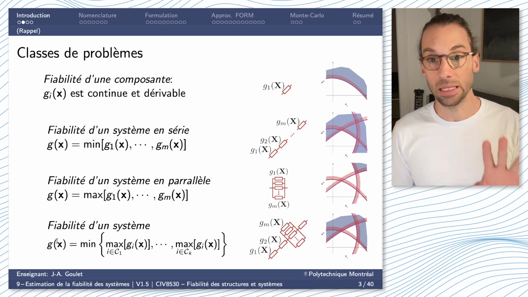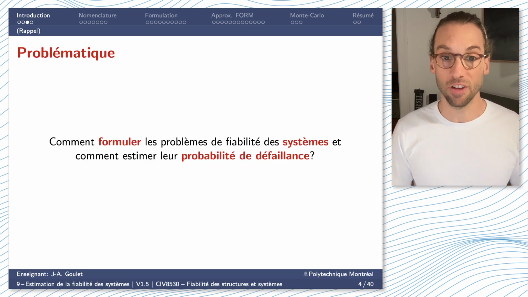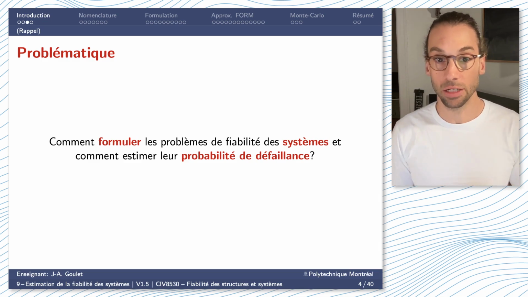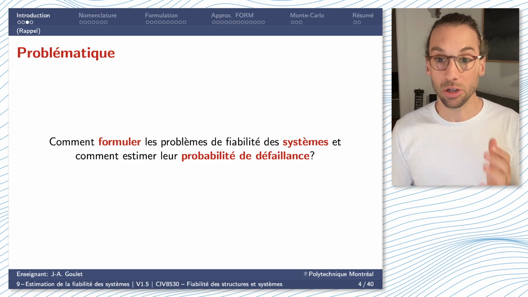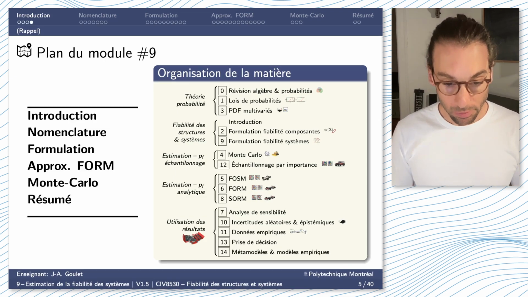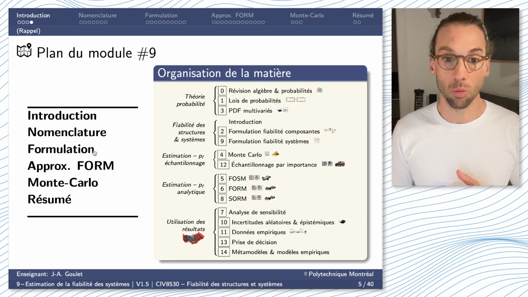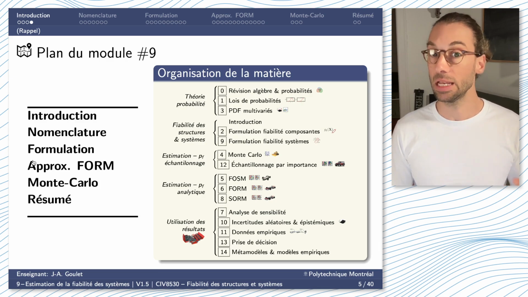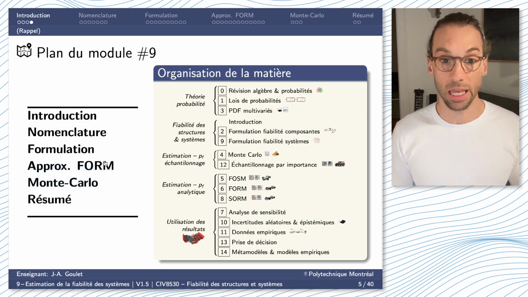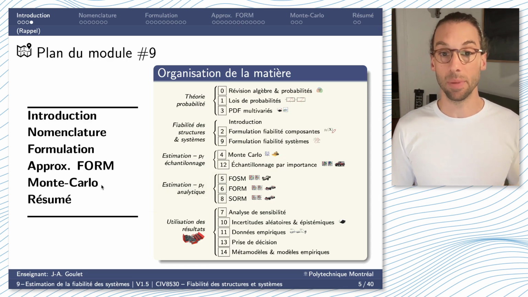This is the basics we're going to use throughout this module to characterize system level failure probability. The problem we're trying to address here is how we can formulate a system reliability problem in order to estimate its failure probability. So this was the introduction. We're going to see the specific nomenclature that we're going to use in system level failure probability estimation. We're going to see how we can formulate the system level reliability problem. How can we estimate the probability of failure associated with it with an analytical FORM method? Then we're going to see how we can do the same with Monte-Carlo or sampling based methods.